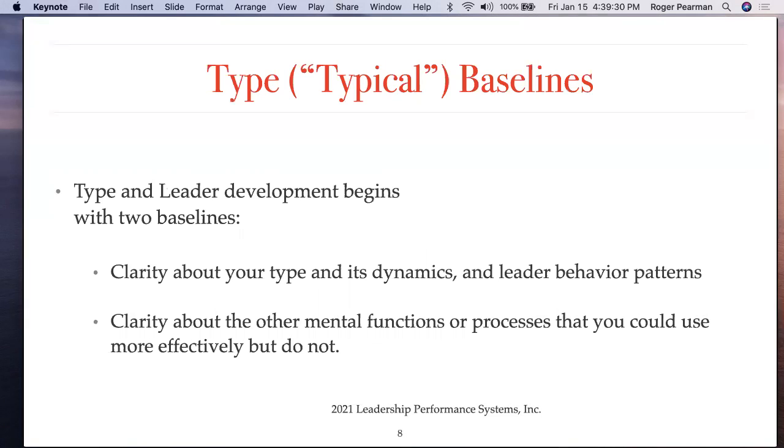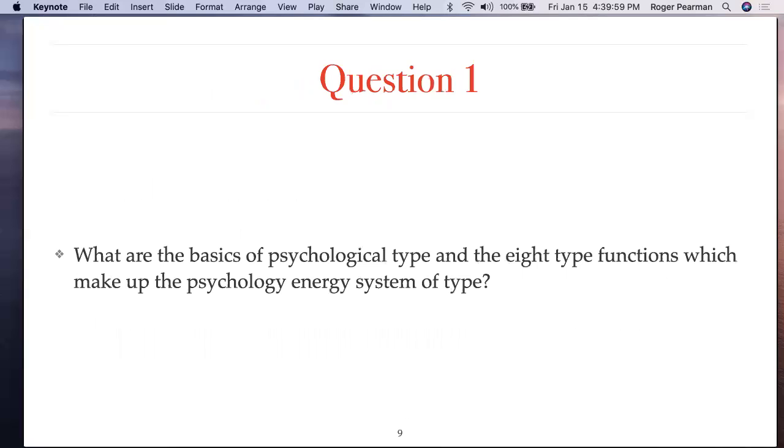Now, type and leader development begins with two baselines, meaning if we want to develop our personal type or we want to develop our leadership competencies, we need to get increasing clarity about our usage of our mental resources, as well as our leader behavior patterns. And the clarity enables us to get a better handle on what's effective and not so effective, and thereby ask the question of what we might want to change or tweak. So since Type 360 is one of the two surveys, we want to get a good handle on what the type model is, where it comes from, and how we can understand it as a system of energy.